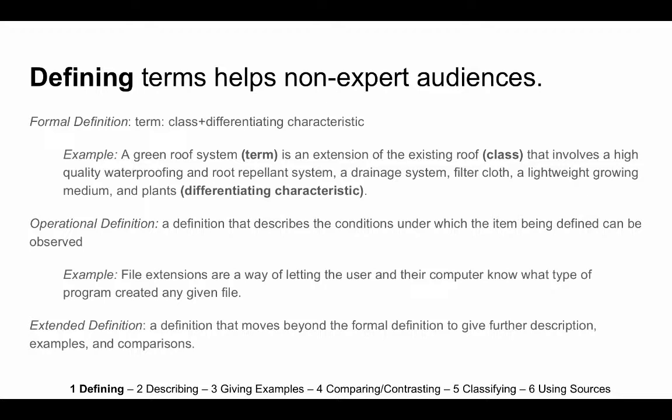Operational definition is a little different because it describes the term in terms of the conditions under which it's being defined. So file extensions could be put into a formal definition, but in an operational definition, we're just talking about what it accomplishes or how it functions. File extensions are a way. Notice it's different because it's talking about the manner or way of doing something, so it's operational. File extensions are a way of letting the user and their computer know what type of program created any given file.